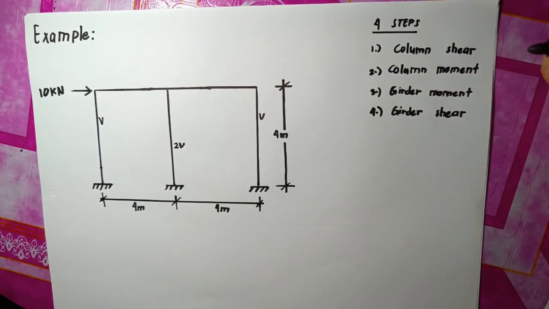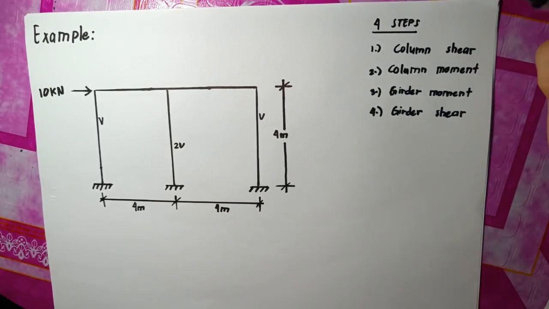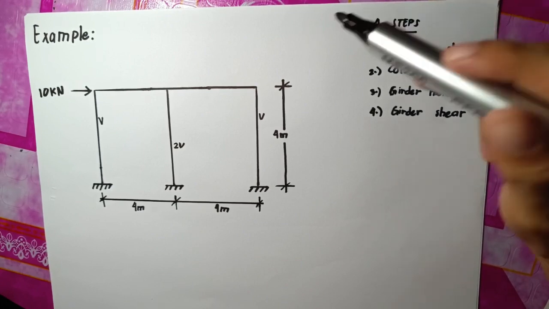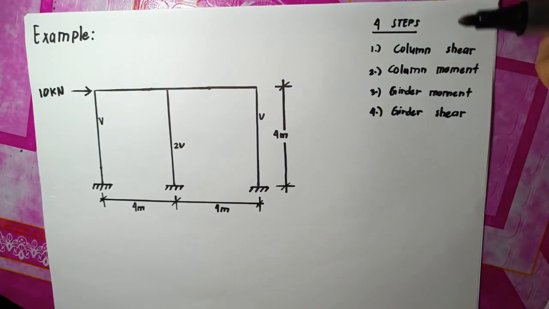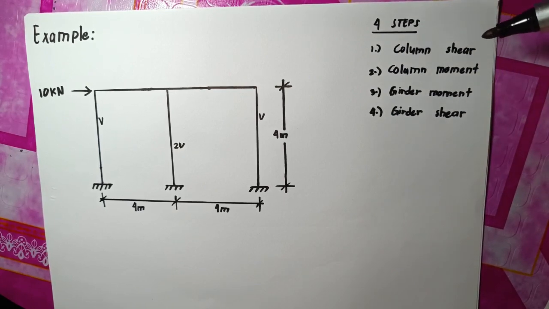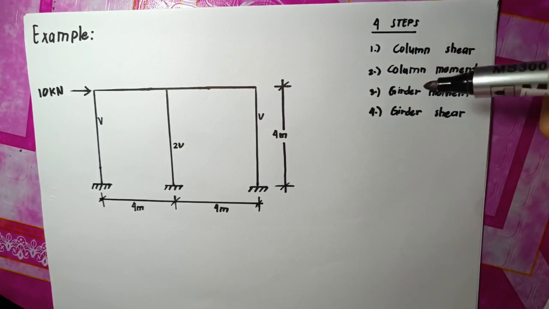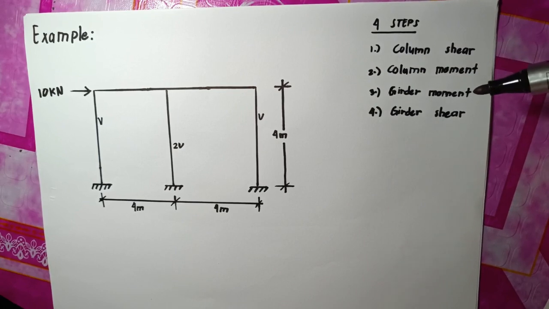So in this example, we have a one-story building, and we must know the 4 steps on the portal method. So first, we must determine the column shear. Number 2, column moment. Number 3, girder moment. And number 4, girder shear.